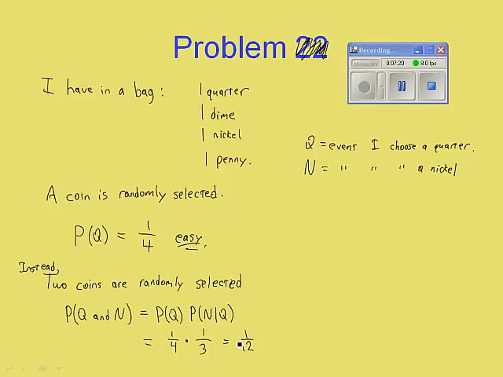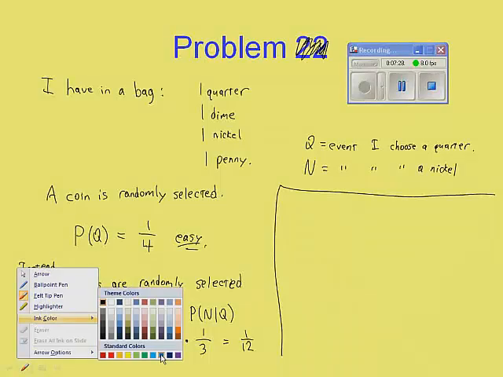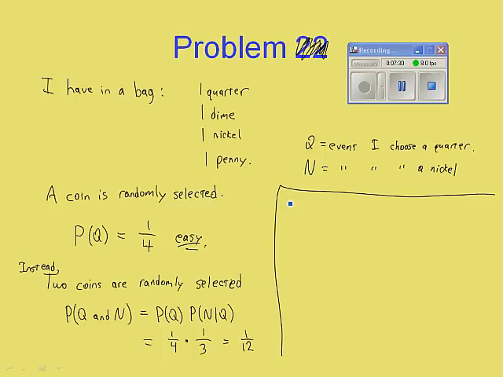Now, final 2 minutes gives me just enough time for my last experiment. Thank goodness I made up my own, because this wouldn't have happened otherwise. Here we go. How about this? A coin is chosen, replaced, then another coin is chosen.